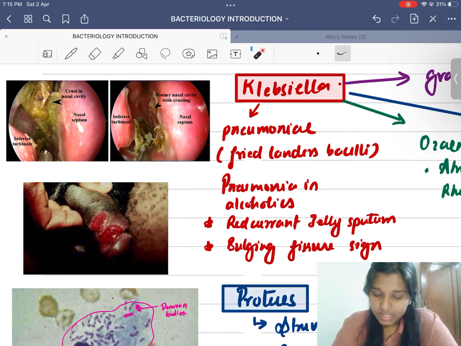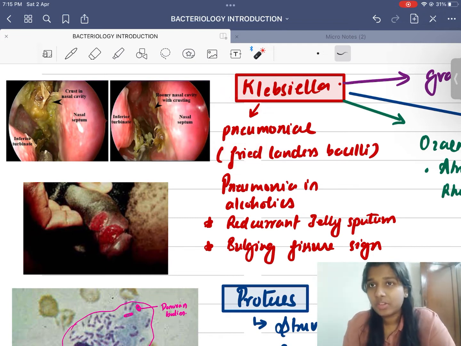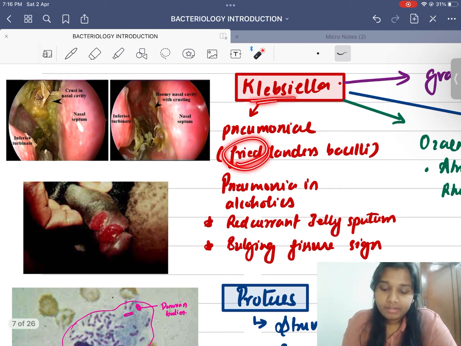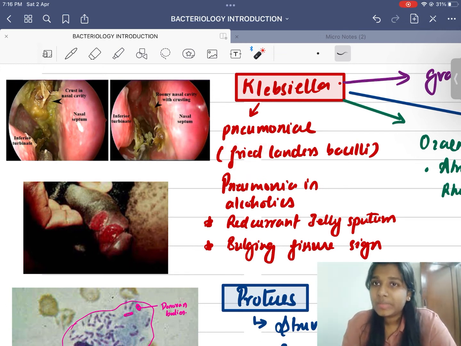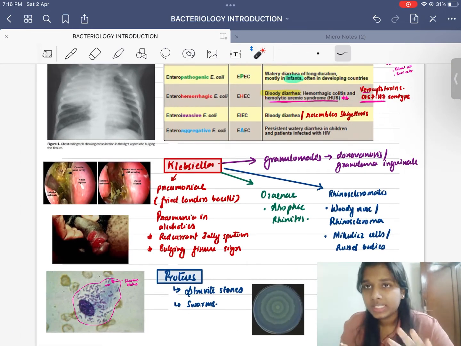So you can remember it like Klebsiella is Friedlander's bacilli. You can remember in the club they sell like fried chips, or something like that. So fried and club. So Friedlander's bacilli is actually Klebsiella. Red currant jelly sputum, bulging fissure sign for Klebsiella pneumoniae. Okay, that's done. So all the 4 Klebsiella should be very clear.